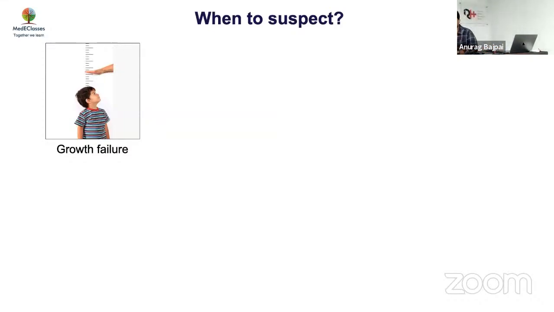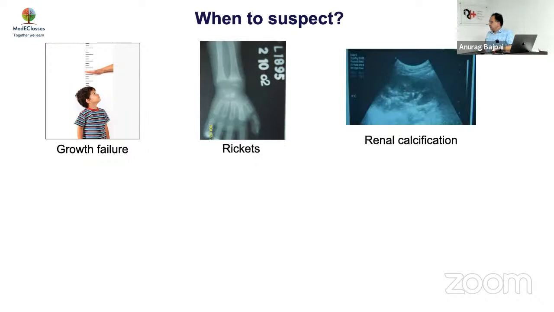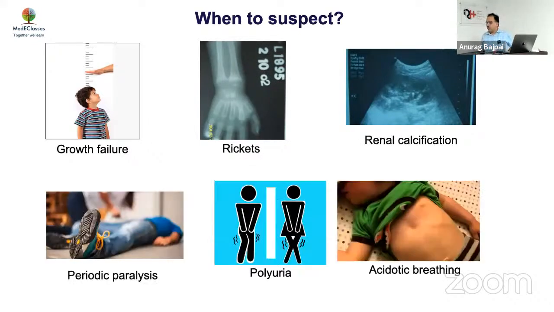So we'll just summarize a bit about RTA. The key issue is, when do we suspect RTA? We all have discussed this. If you have growth failure, which is a nutritional pattern growth failure, rickets with low phosphorus, renal calcification, periodic paralysis, polyuria, acidotic breathing, these are features of RTA.